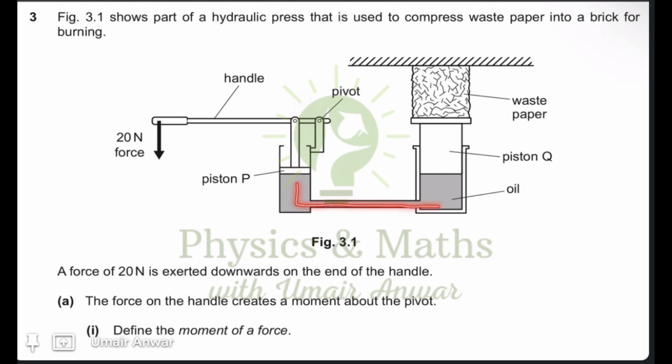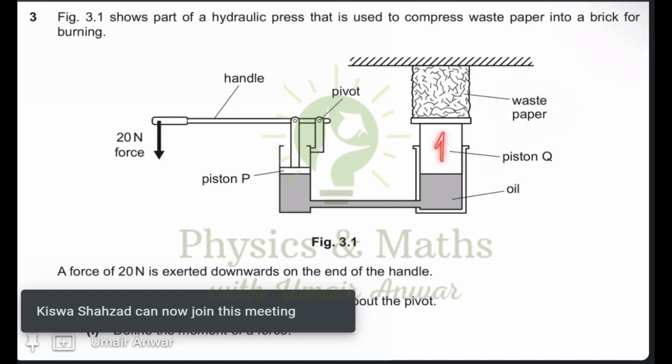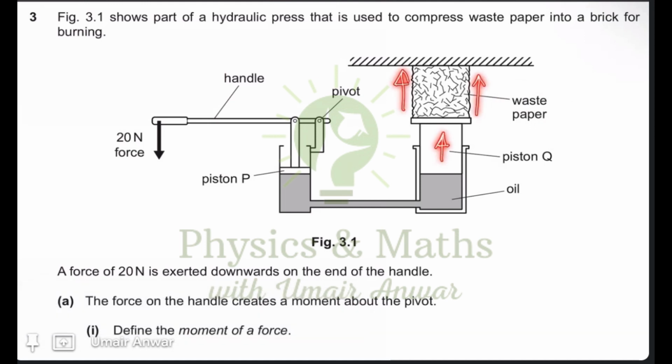Then this oil would carry the pressure to the other piston, and this is the second piston, piston Q, and above this piston the waste paper is present. So when the pressure is coming to this piston, it is going to press this waste paper, and in this way the waste paper would be converted into a brick for burning.